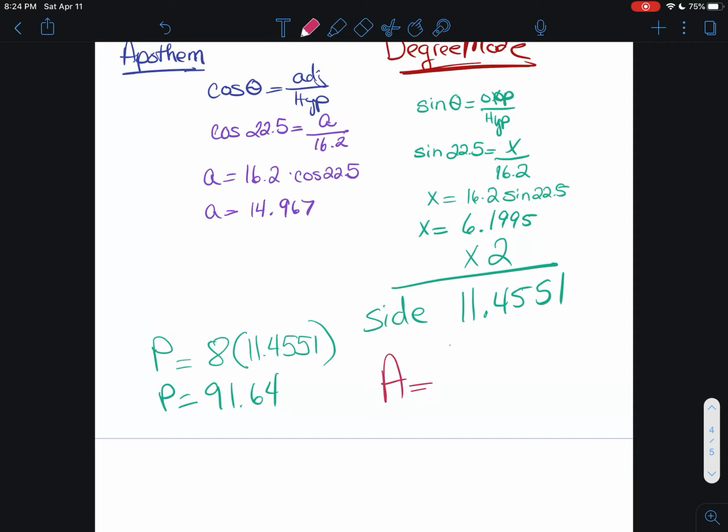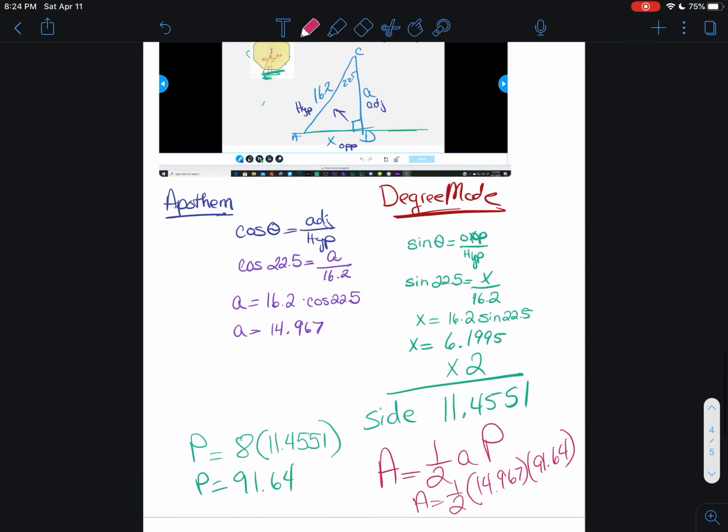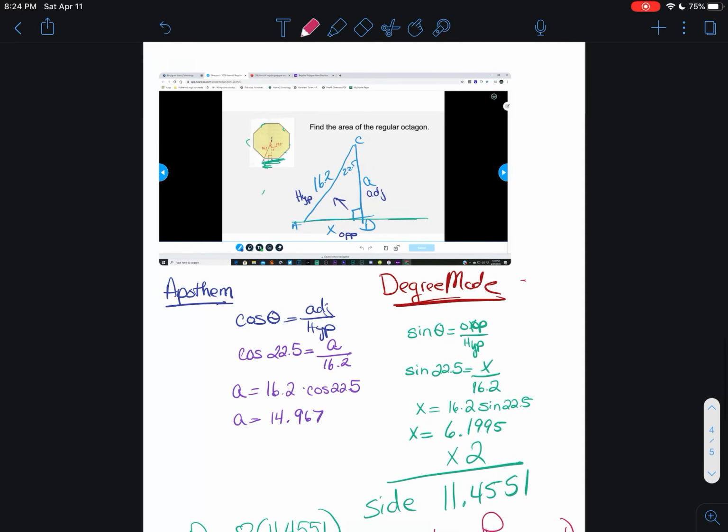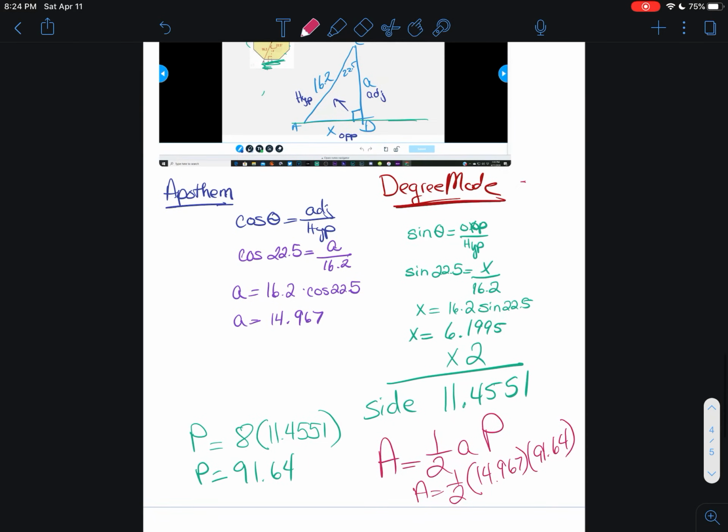At this point, you're ready to use the area formula for a regular polygon, which is area equals 1/2 the apothem times the perimeter. So the area would equal 1/2 the apothem, which is 14.967, times the perimeter of 91.64. Again, key points are the degree mode for your calculator, setting up your trig functions, plugging in all those wonderful decimals, and then rounding to whatever placement was asked, whether it was tenths or hundredths.